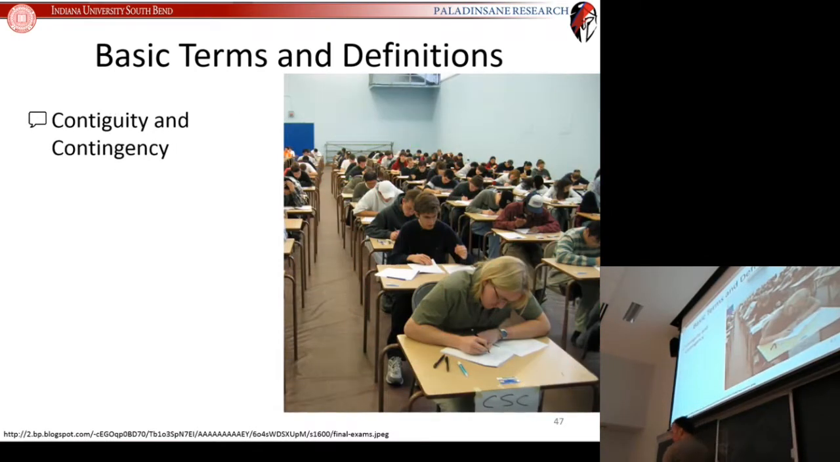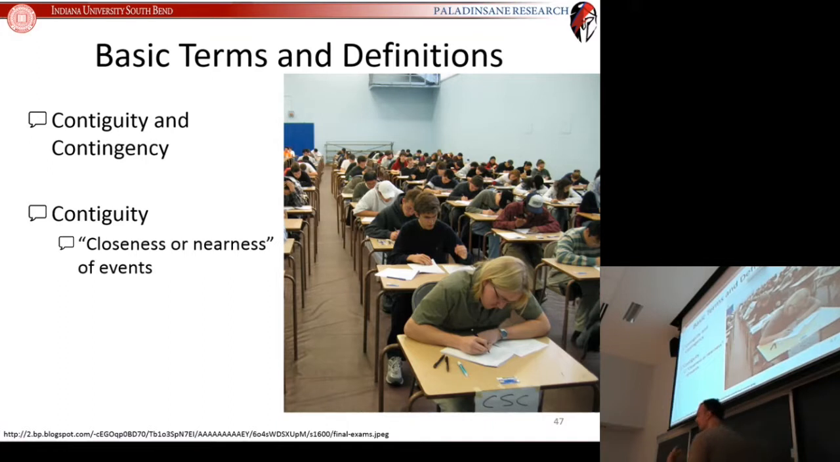All right, contingency and contiguity. So, reverse, contiguity and contingency. We'll talk about contiguity first. Contiguity is a very important concept because it has large effects on the outcomes of learning. That's one of the reasons why we're highlighting it here. What it is, is a closeness or a nearness of events. It's basically a measure of how close together two different events have occurred.